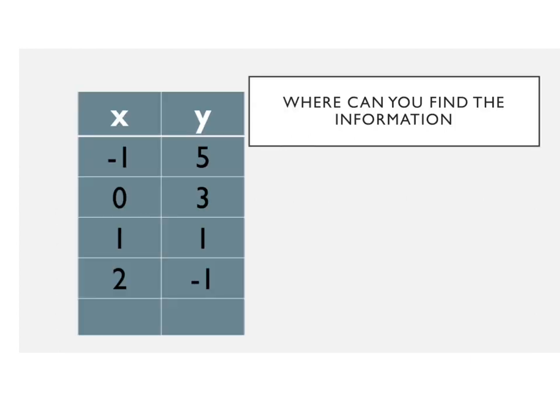So where can you find the information? The y-intercept, you're always going to find right here when x is 0. And so we already know half of our equation. Then we have to go ahead and find the slope.